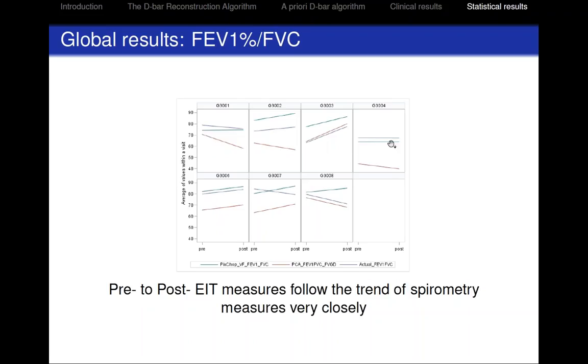In some cases, the actual is quite flat. In a couple cases, the actual goes down, which is interesting because we would expect them to be improving, so their spirometry results should improve. So at the moment, this is just an interesting finding that in every case, the green EIT measure shows improvement from pre to post, whereas in 2 of the cases, the actual did not.